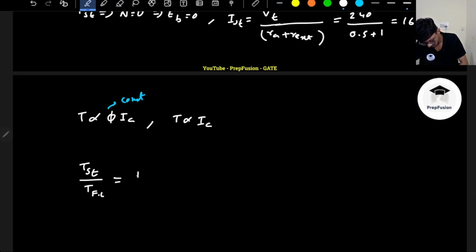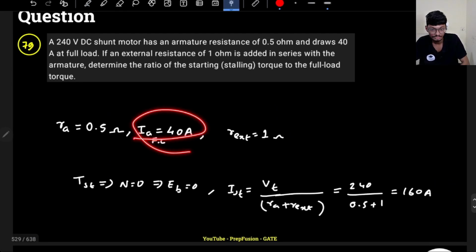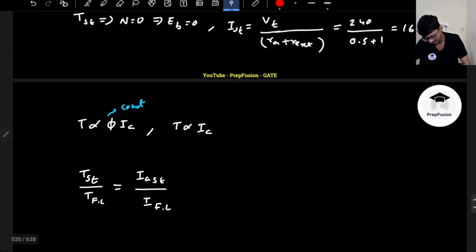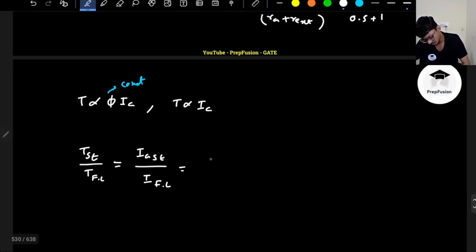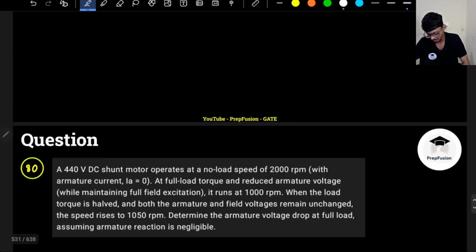will be equal to I starting divided by I full load. What will be the full load current? They have already told me it is 40 amperes. At full load it will take 40 amperes no matter what. Very simple, this question was very simple. So initial starting current was 160 divided by 40, which is 4. So 4 will be the answer for this question. Let's now do the next question.